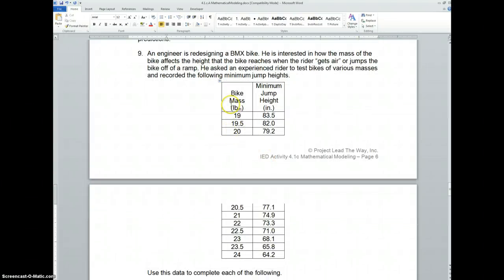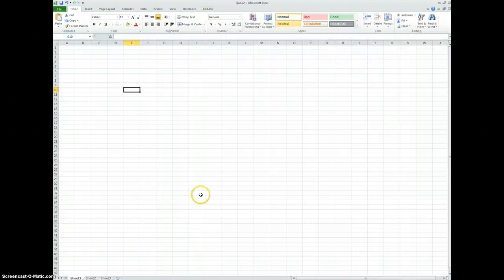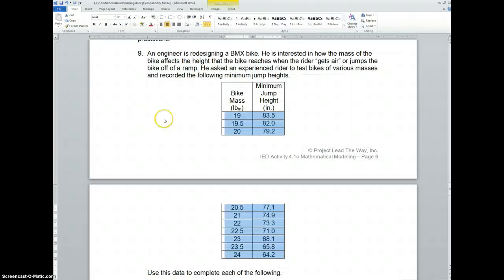First off, it gives you a chart, and it's comparing bike mass to the minimum jump height. I'm going to kind of cheat and copy this. Open up an Excel spreadsheet and type in all the numbers that you see there. And I actually need to move mine. So if you have everything highlighted, once you have the little move arrows, you can click and drag and move this out of the way. And we need some labels for these two graphs.